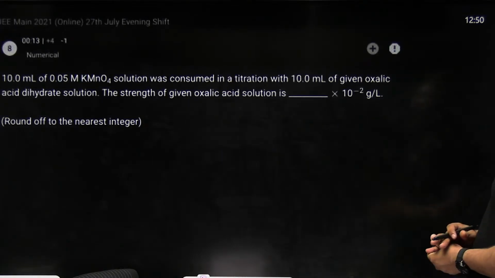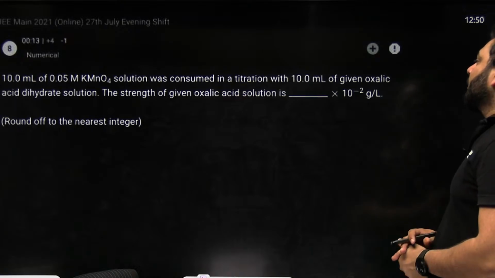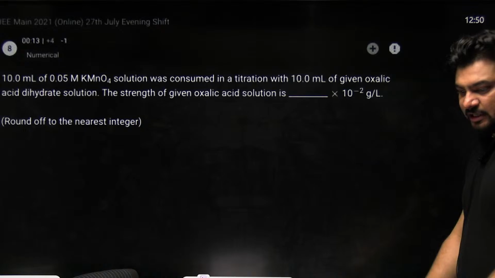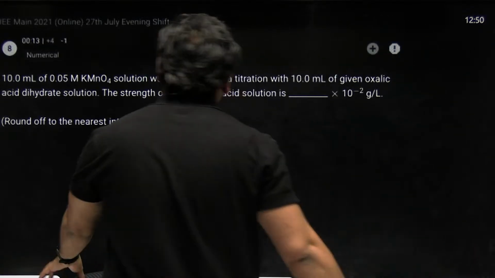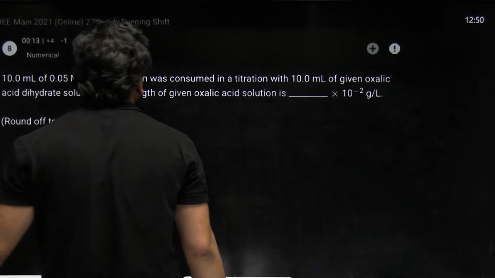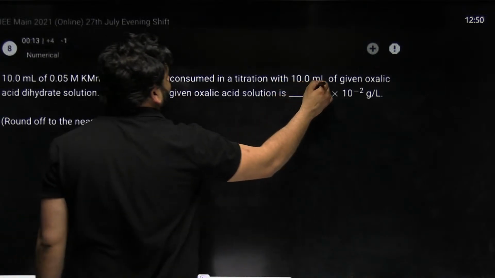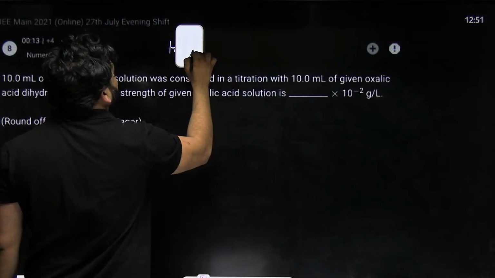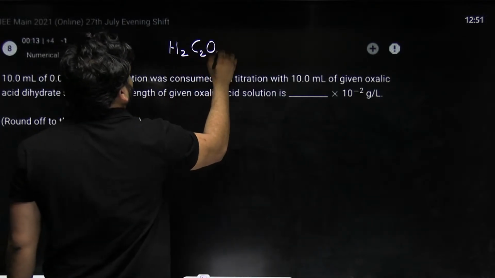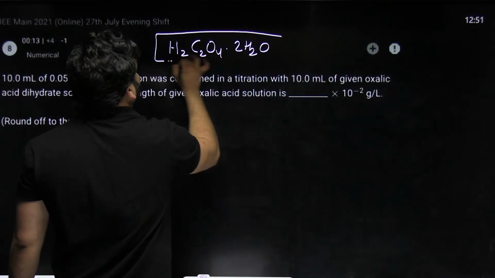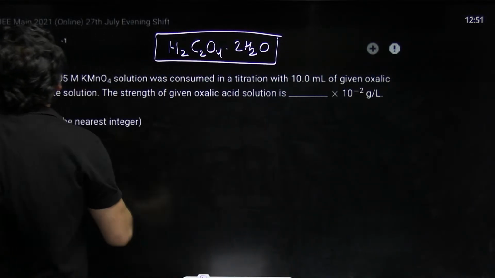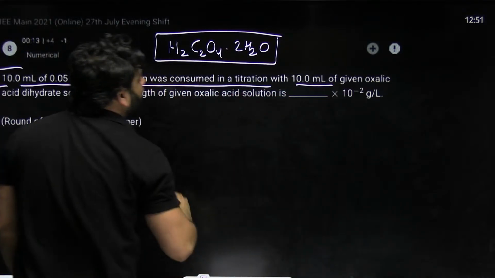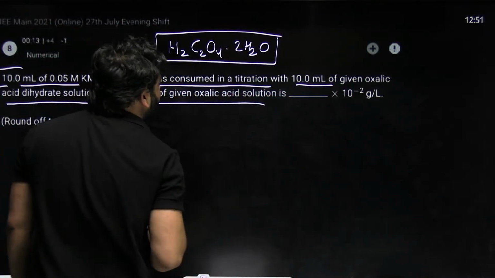10 ml of 0.05 molar KMnO4 solution was consumed in the titration of 10 ml of oxalic acid dihydrate. The strength of the solution is what? Gram per ml. Another very easy question, by the way. Oxalic acid dihydrate is H2C2O4.2H2O. Now you'll do one thing: 10 milliliter of 0.05 molar KMnO4 solution was consumed in a titration of 10 ml of the given oxalic acid dihydrate. Strength of the solution we have to tell.